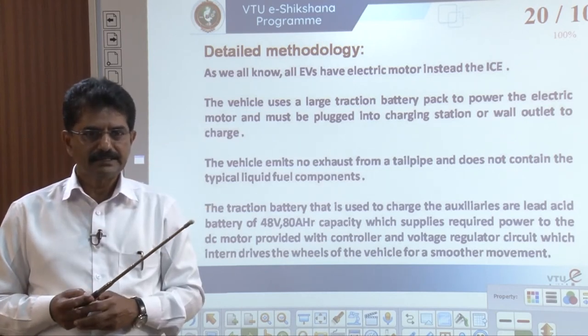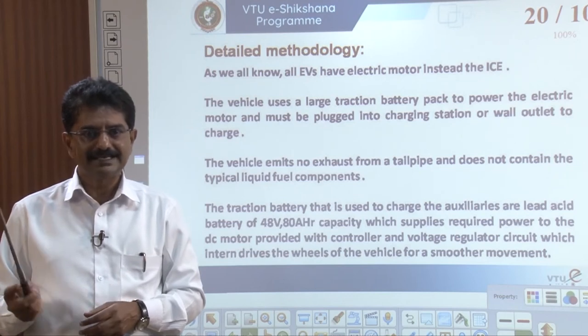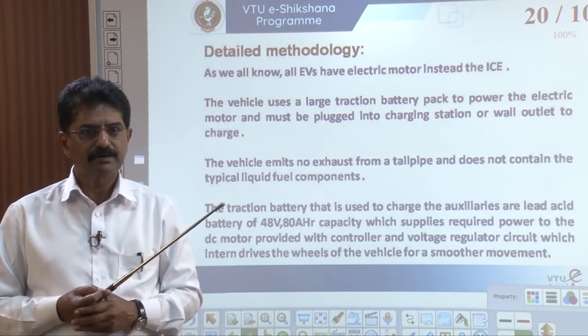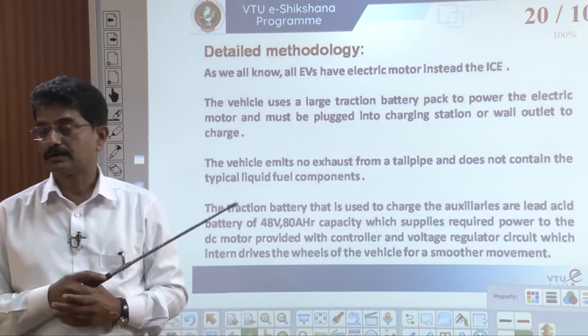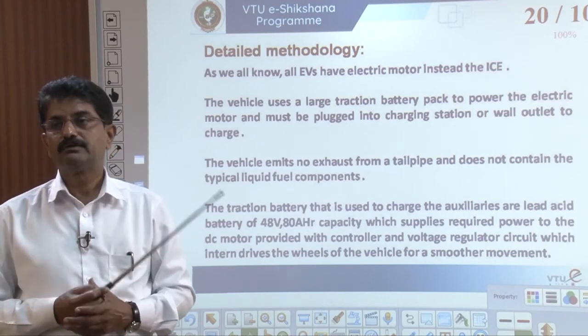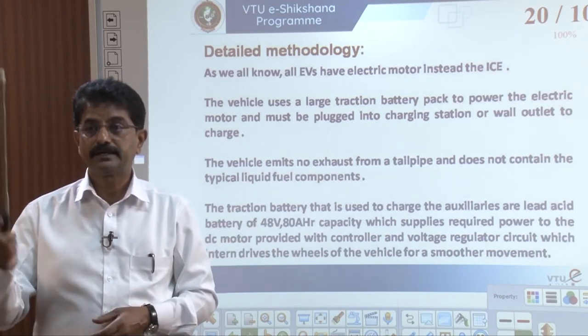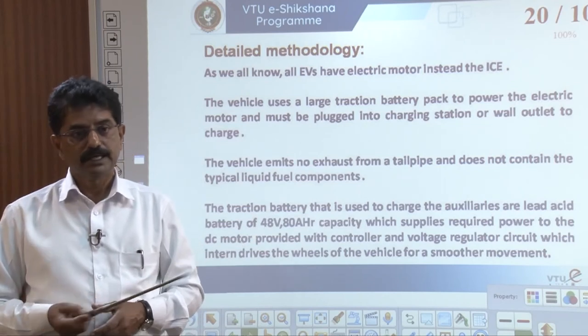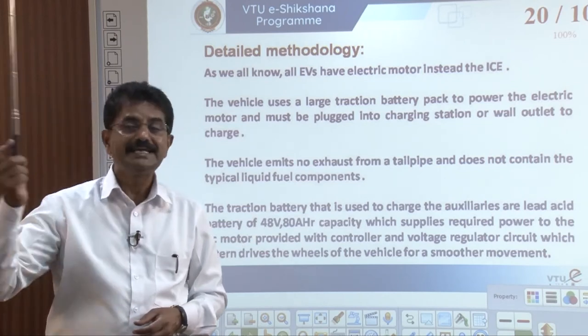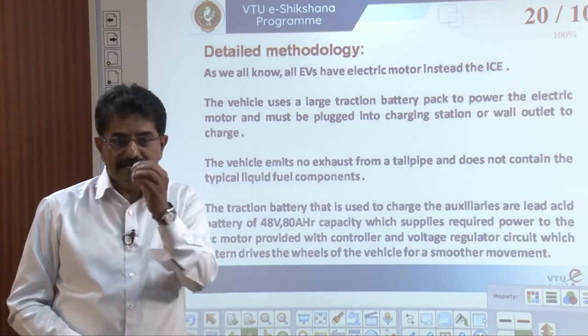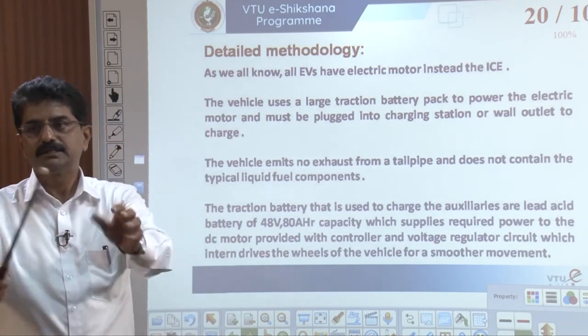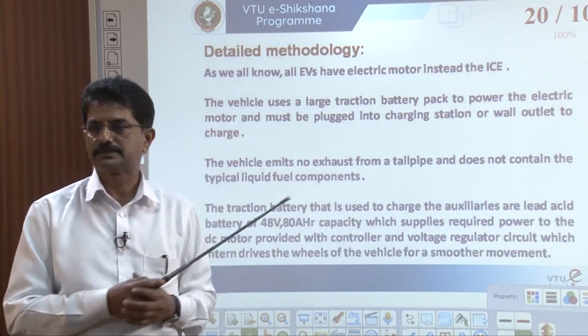The traction battery that is used to charge the auxiliaries is a lead acid battery of 48 volts, 80 ampere hour. Here, for a 1 kilowatt motor, as I told you just before, the current carrying capacity is 32 ampere. Instead of 32 ampere, we can go for 80 ampere hour. 80 ampere hour means, just imagine there are 80 rupees in your pocket.